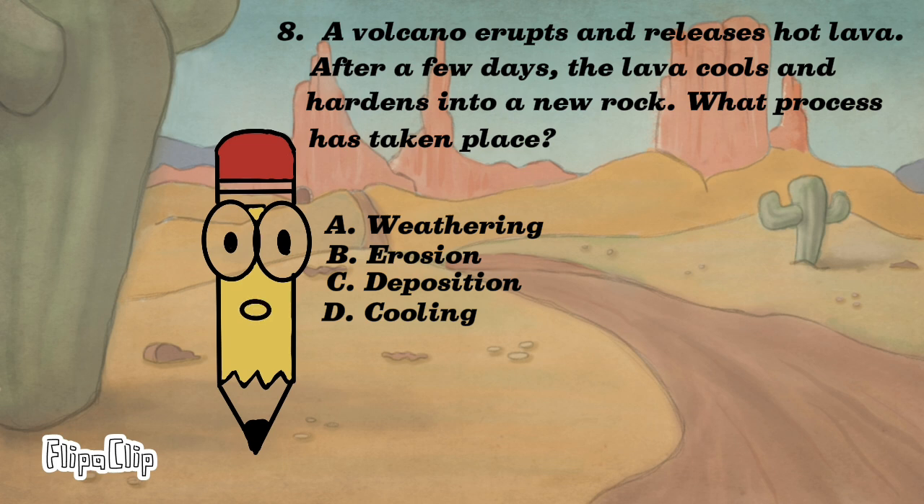8. A volcano erupts and releases hot lava. After a few days, the lava cools and hardens into a new rock. What process has taken place? A. Weathering. B. Erosion. C. Deposition. D. Solidification. Cooling.